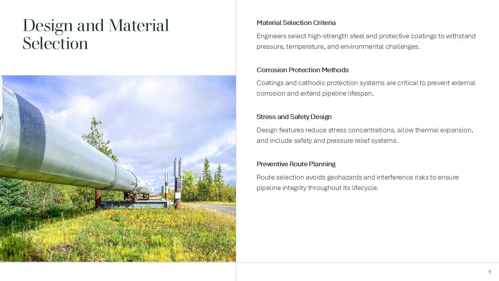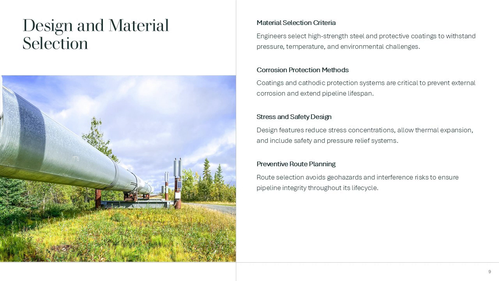Preventing pipeline failures begins with robust design and material selection. Engineers must consider factors such as operating pressure, temperature, and environmental conditions when choosing materials. High-strength steel with appropriate coatings is commonly used to resist corrosion and mechanical stress. Protective coatings and cathodic protection systems are essential for mitigating external corrosion.